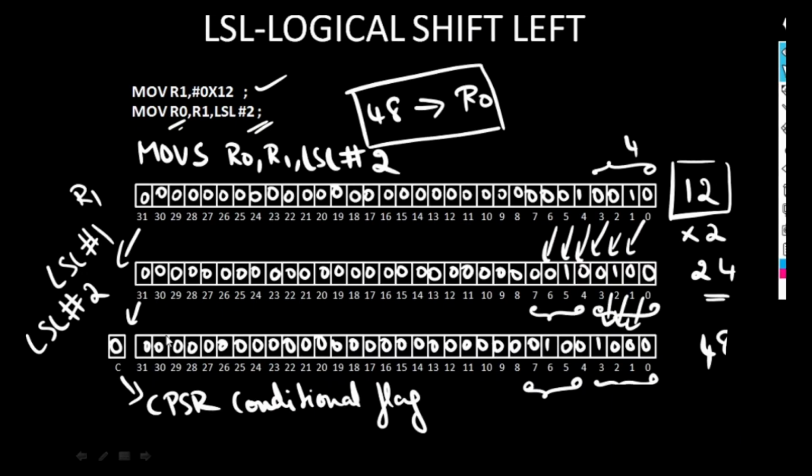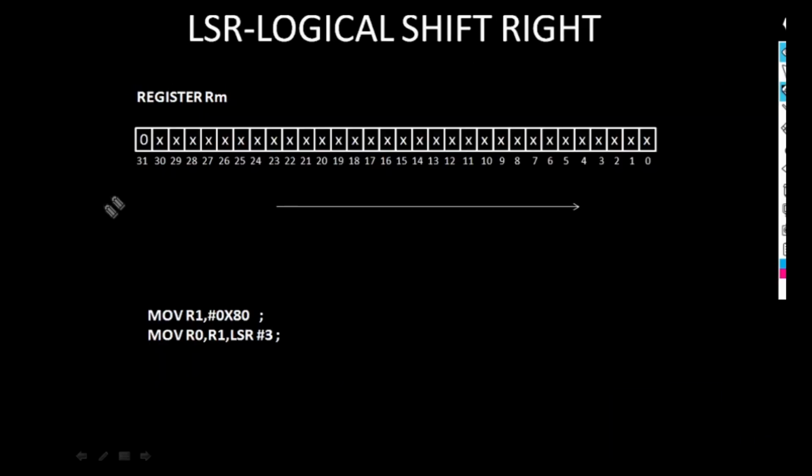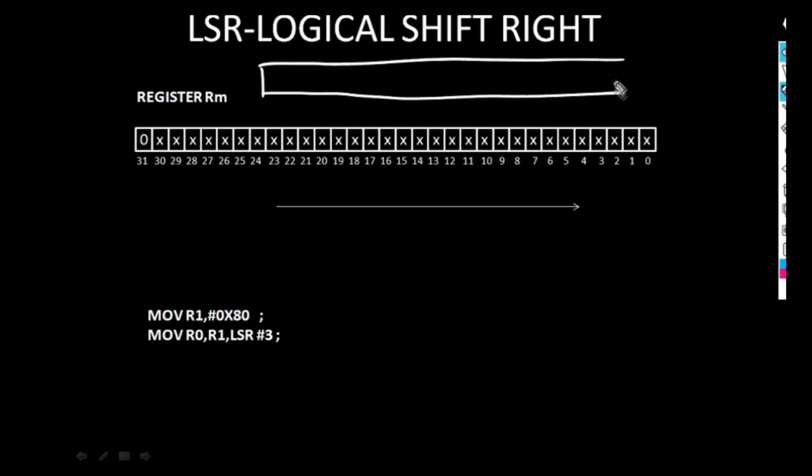So let's move on to the next shift operation. Now we have logical shift right. Let's assume we have some initial register Rm with some random data.